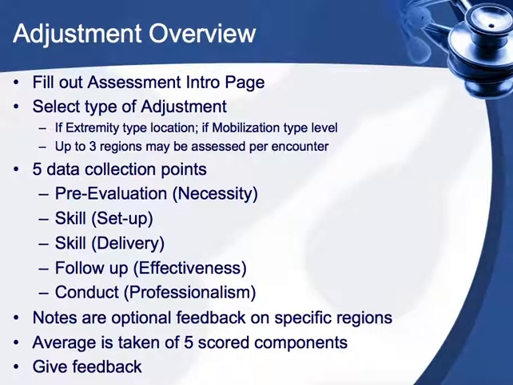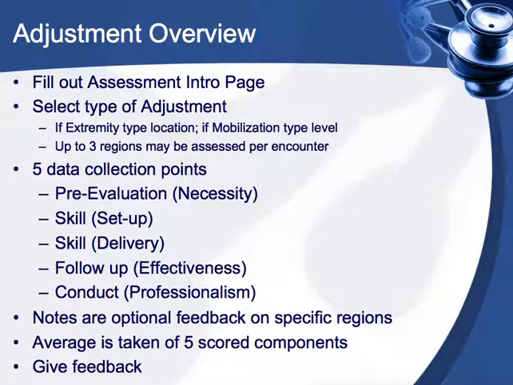Let's say you're ready to do an adjustment observation or assessment, which is an assessment of a chiropractic manipulative therapy or a joint mobilization. You'll walk into the room, access your assessment portal, fill out the assessment intro page, and then select the type of adjustment. If it's an extremity, make sure to type in the location, and if it's a mobilization, please type the level of mobilization. You're allowed to assess up to 3 adjustment assessments per encounter, meaning if a patient needs cervical, thoracic, and lumbar, CMT, or joint mobilization, you may assess all 3 in one encounter.